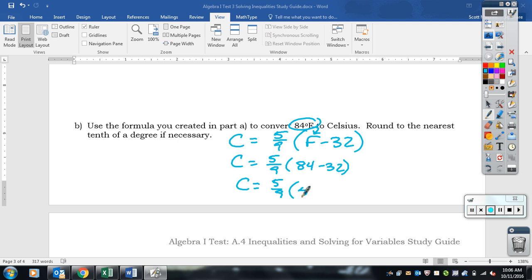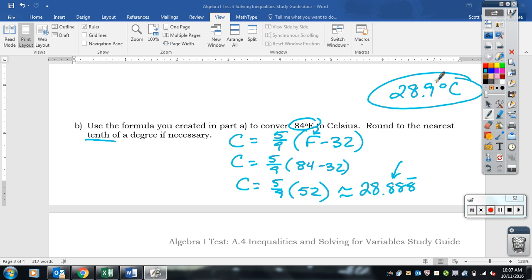84 minus 32 is 52, times 5/9. So when I multiply that, I get 28.8. Now it says 8888889. Obviously it's 0.8 repeating. When it's doing this and then all of a sudden it's a 9, it's because the calculator rounded it. So it's 28.8 repeating. If I were to write that, that would be incorrect. It says to round to the nearest tenth. Again, it'd be a shame. This is the tenths place. So this 8 rounds that 8 up. It's 28.9 degrees Celsius if I want to get full credit.